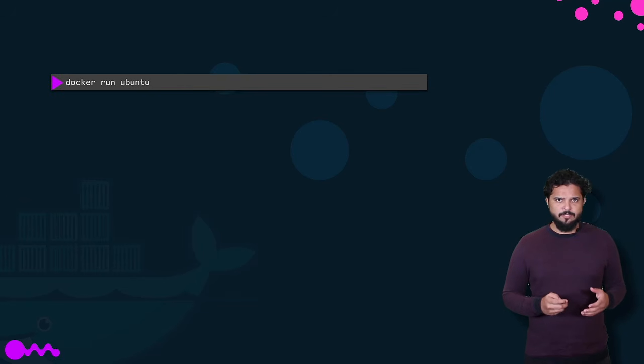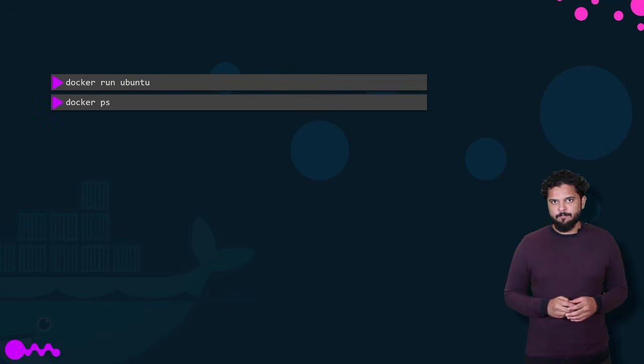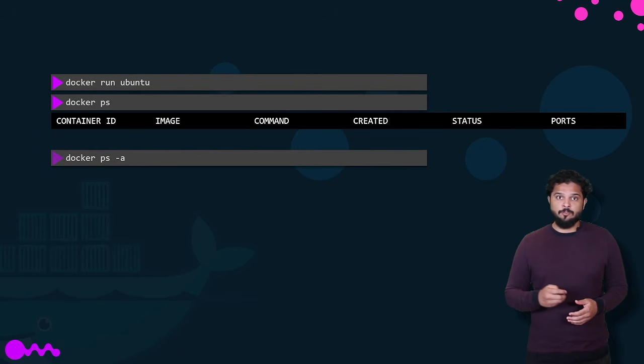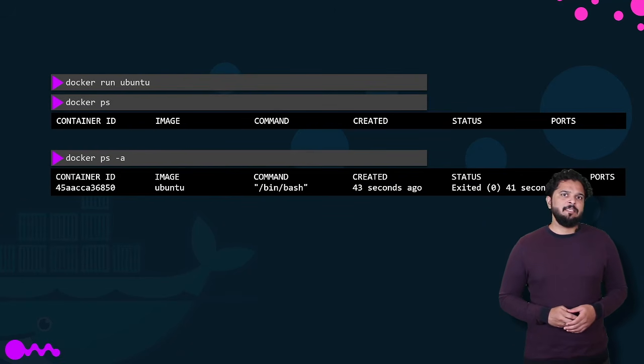Let's look at another example. Say you were to run a Docker container from an Ubuntu image. When you run the docker run Ubuntu command, it runs an instance of Ubuntu image and exits immediately. If you were to list the running containers, you wouldn't see the container running. If you list all containers, including those that are stopped, you will see that the new container you ran is in an exited state. Now, why is that?